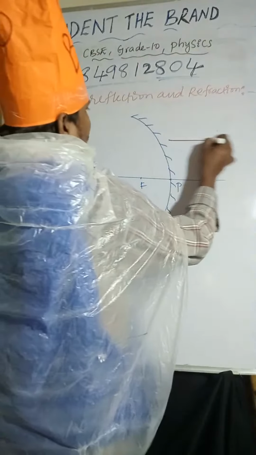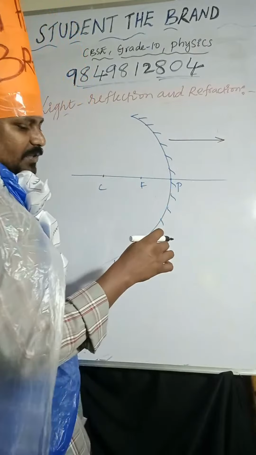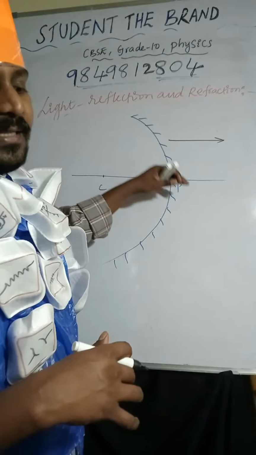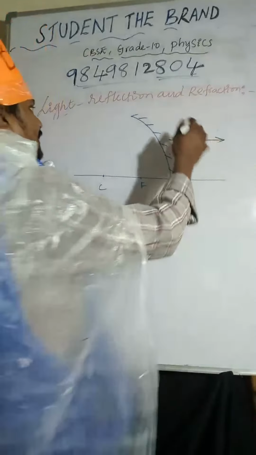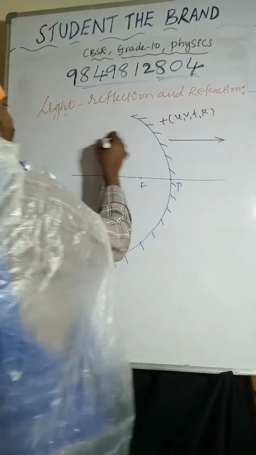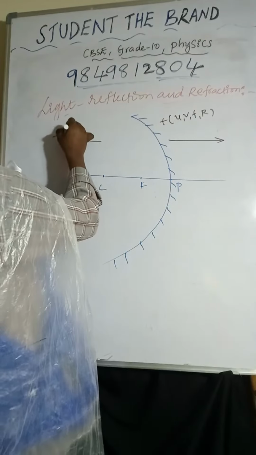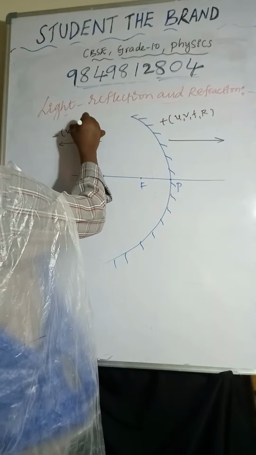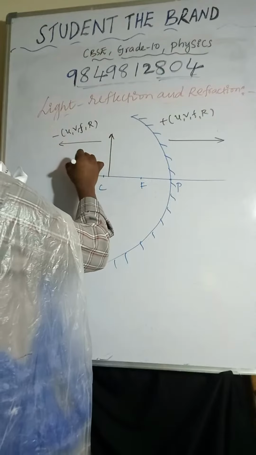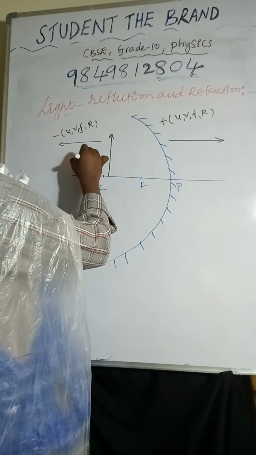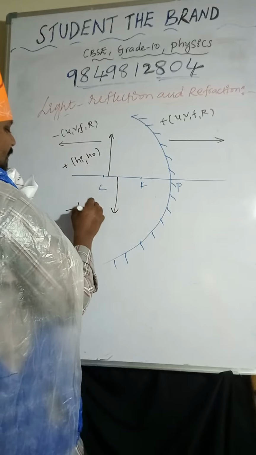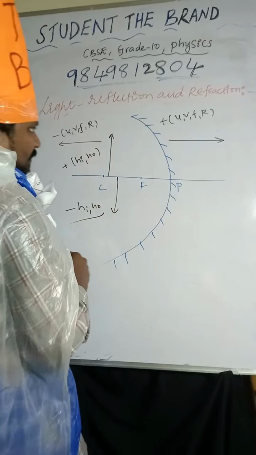All measurements must be considered from the pole. In the direction of incident rays, all are positive. Object distance, image distance, focal length and radius of curvature all are positive. Opposite to incident rays, object distance, image distance, focal length and radius of curvature all are negative. Above the principal axis, height of the object and height of the image are positive. Below the principal axis, height of the image and height of the object both are negative.